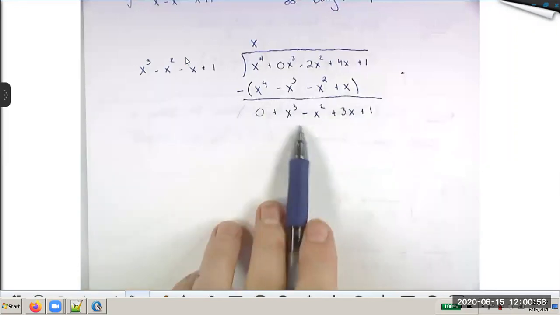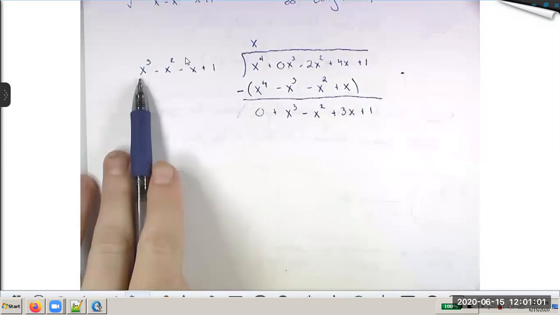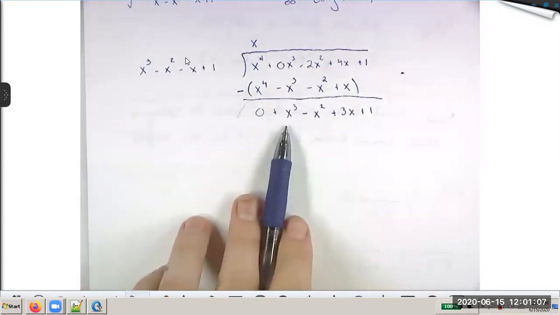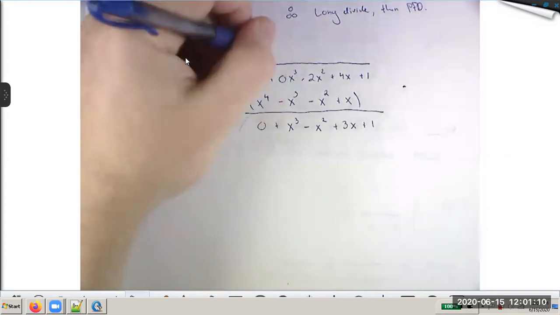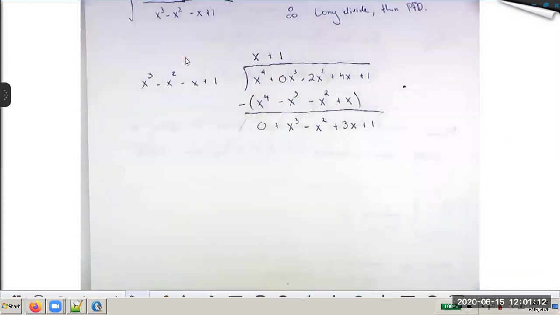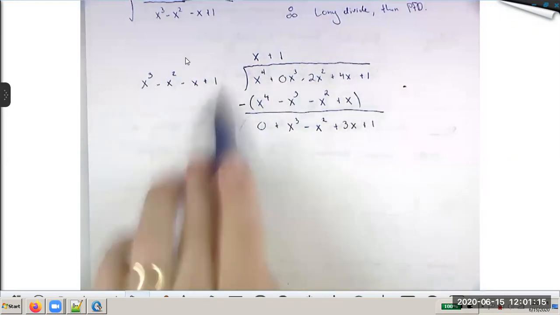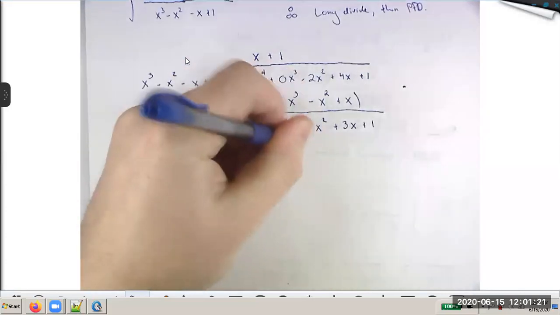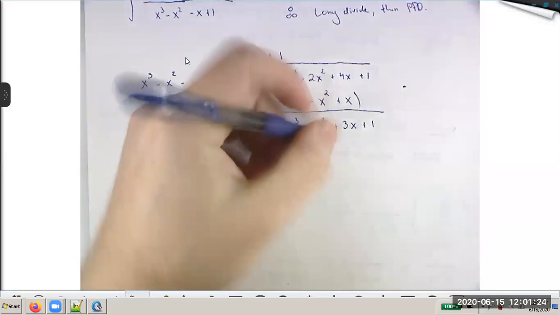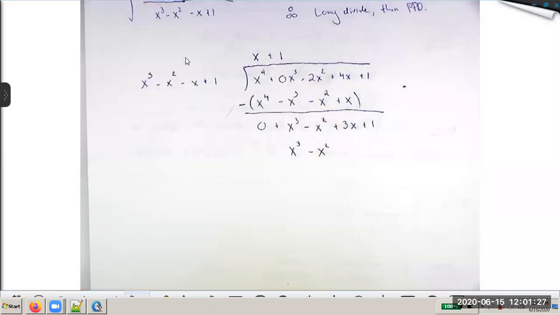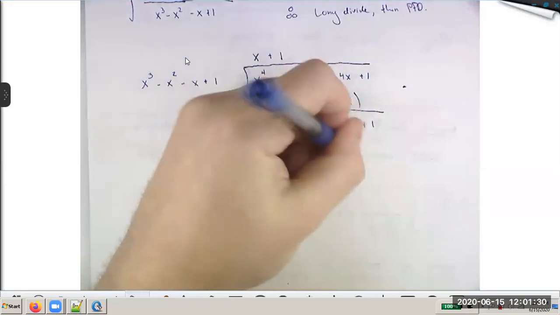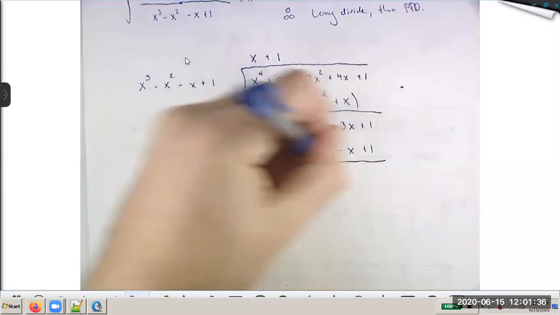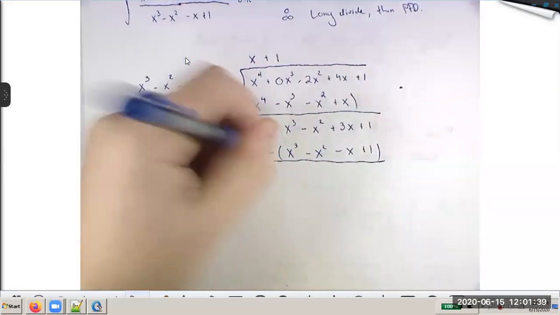So you're going to apply that same rule to this row. So what must I multiply this by? The first terms only. What must I multiply x cubed by in order to get x cubed? 1. So up here goes a plus 1. And then I distribute this 1 to every term here, and I write that down here. So 1 times x cubed, that's x cubed. 1 times negative x squared, that's negative x squared. 1 times negative x, that's negative x. And 1 times 1 is 1. And now I subtract this whole row from that whole row.